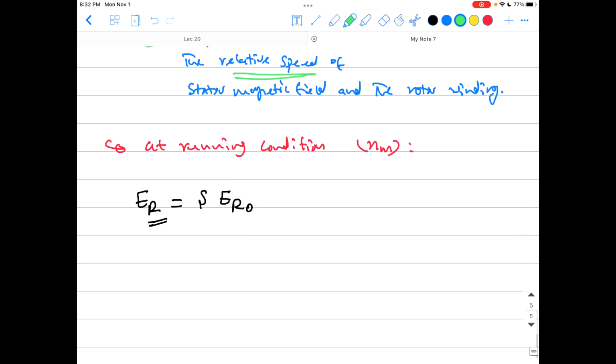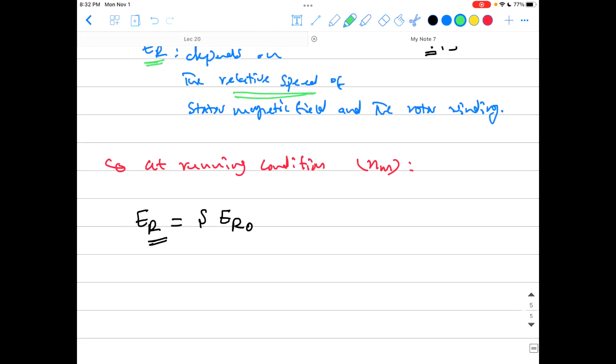That is the actual induced voltage in the rotor, and in any running condition it will equal the slip multiplied by this value at standstill. At standstill, at no speed at all, it is the biggest relative speed, because now the speed of the rotor winding is just 0, and the speed of the magnetic field is ns. So let me say it like that.